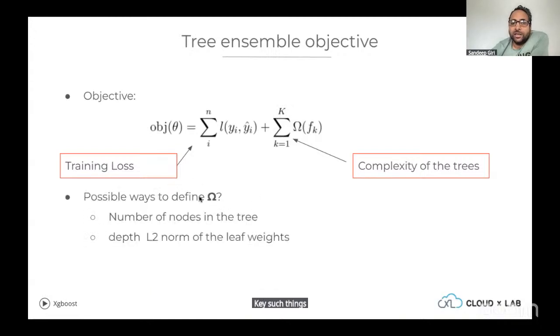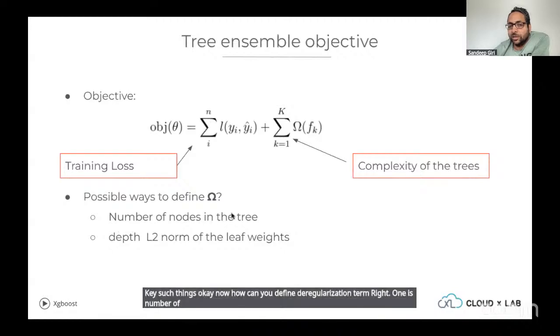Now, how can you define the regularization term? One is the number of nodes, which is basically how many splits we have. Second is the L2 norm of leaf weights, meaning the total value of the weights in the leaf.